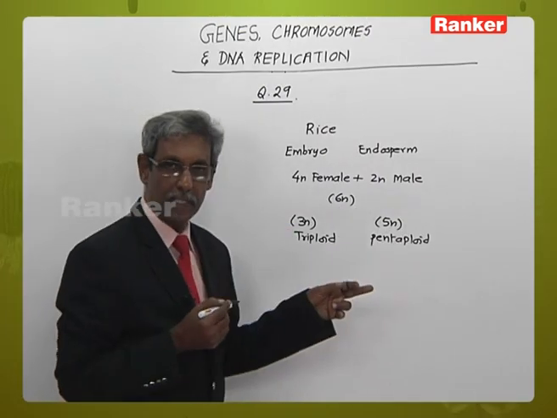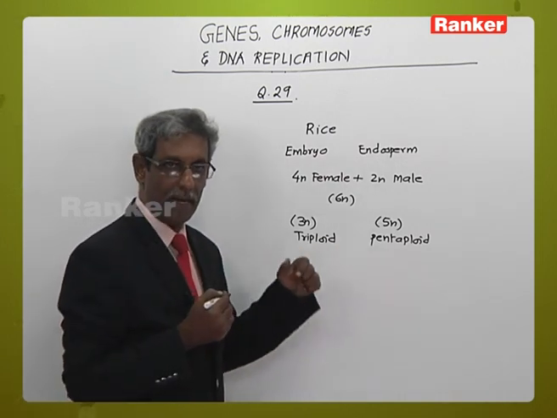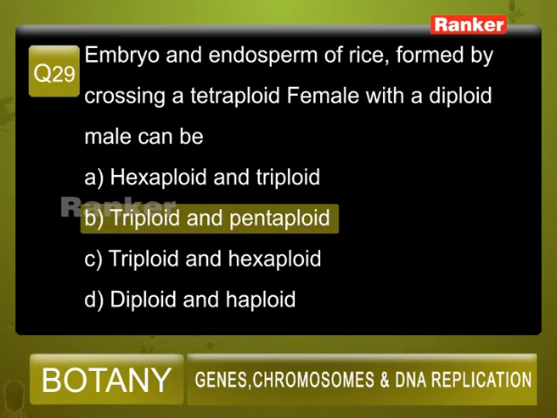Thereby, among the choices we have B, that is triploid and pentaploid, as the right answer, and the answer is B.